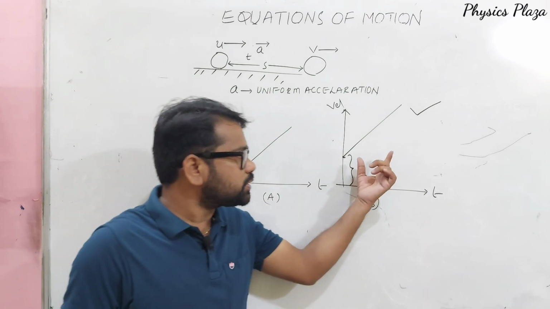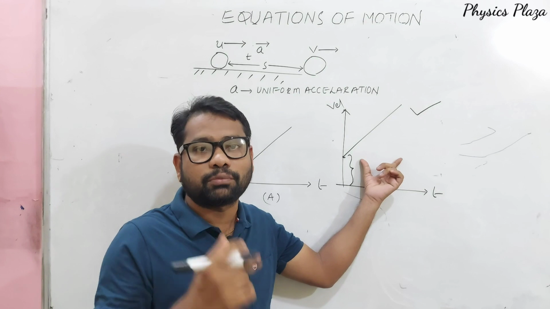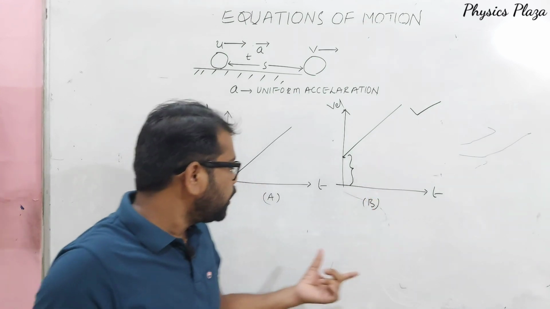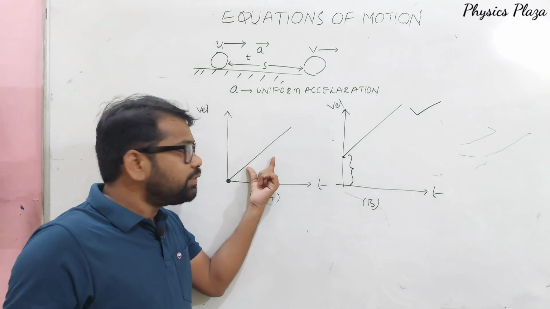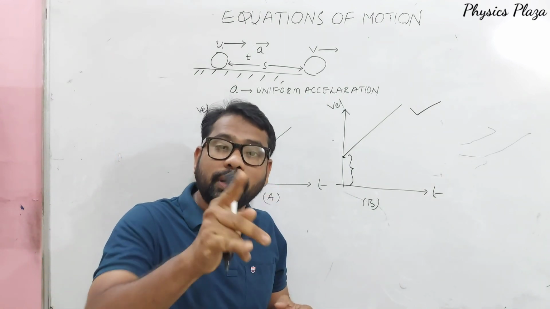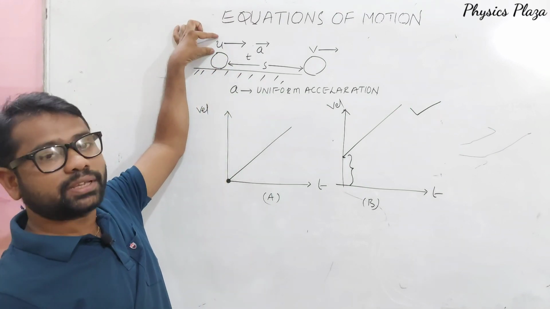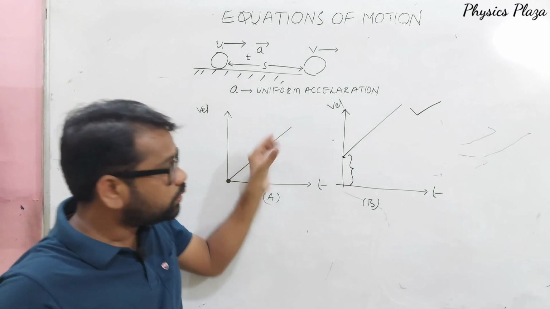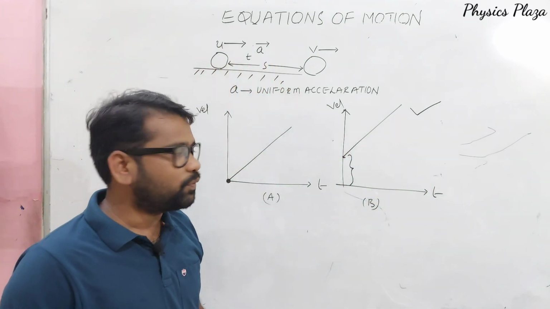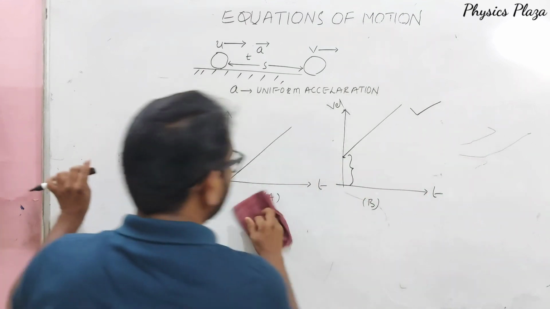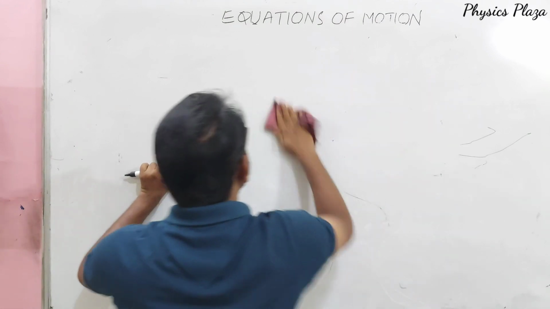So, we are going to use this graph to derive the equation of motion, not this graph. Children, once again, why not? Because this graph represents uniform acceleration only, but the body is initially at rest, whereas here the body has some initial velocity, so it won't represent. So, this is the graph which will represent exactly this situation. Fine. Now, we will see how we can derive the equation from this velocity time graph.